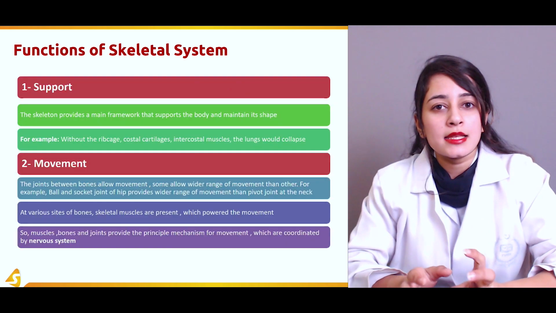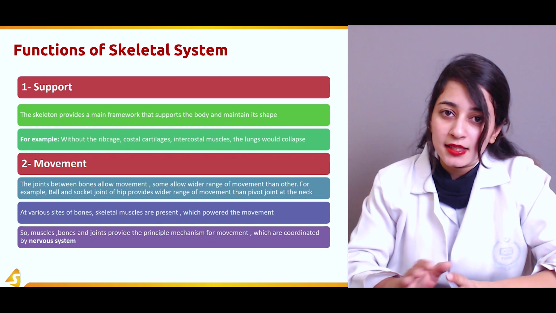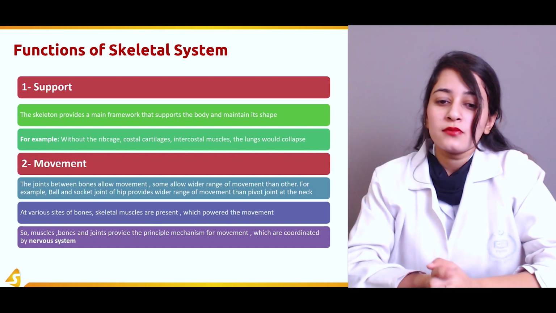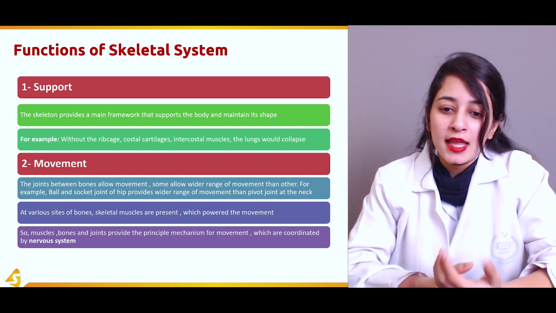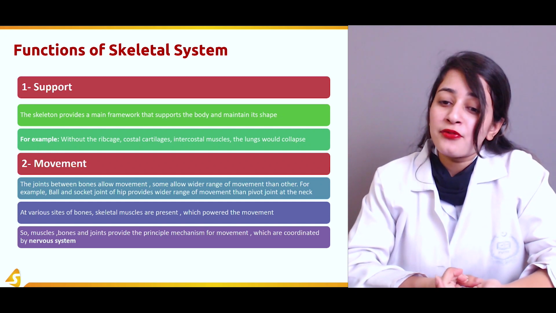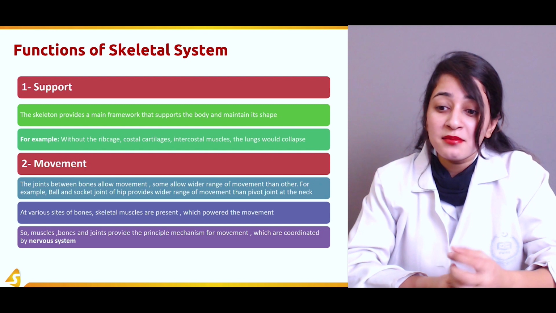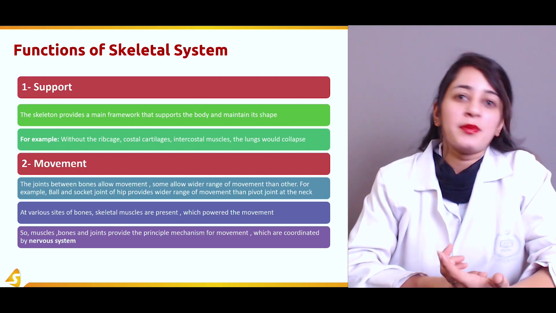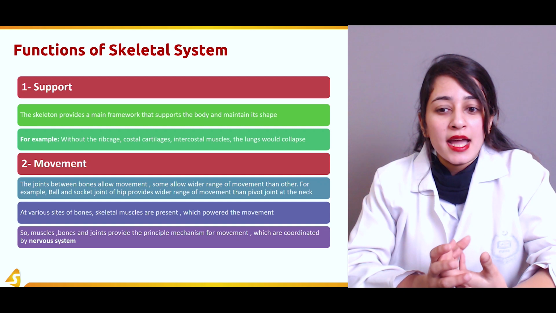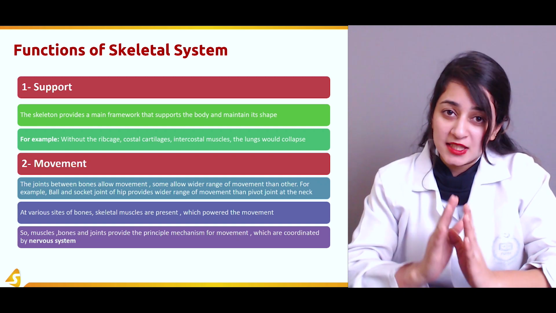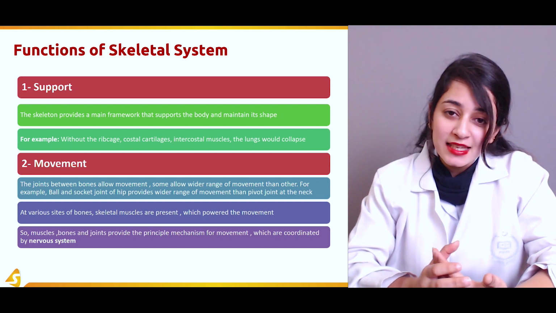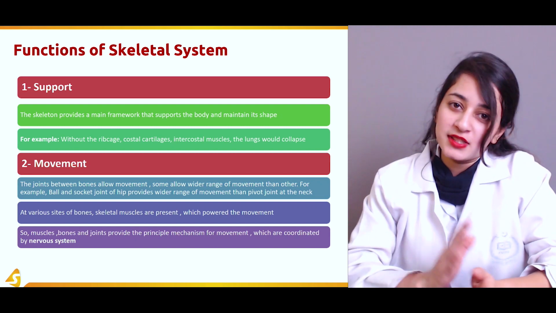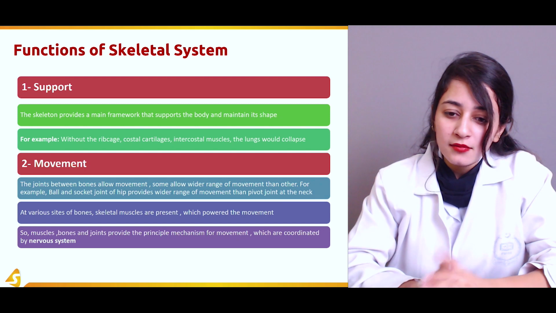Okay, we'll discuss all the functions one by one in detail. So the first function is support. The skeleton provides a main framework that supports the body and maintains its shape. So the basic function is to provide support and to provide specific shape. Some people are fat, some people are so skinny. Skinny people just look like the skeleton you've seen in the diagram.